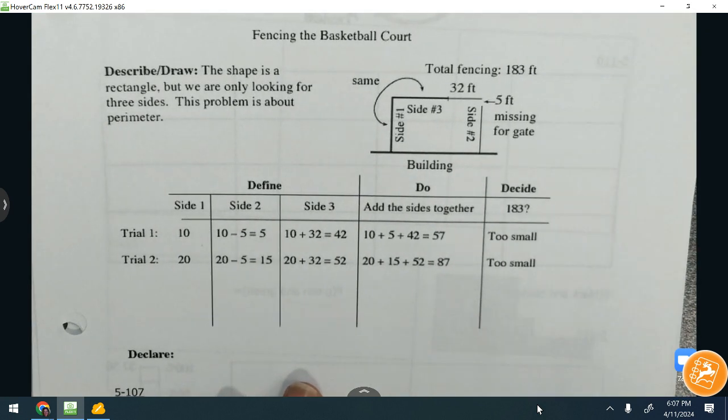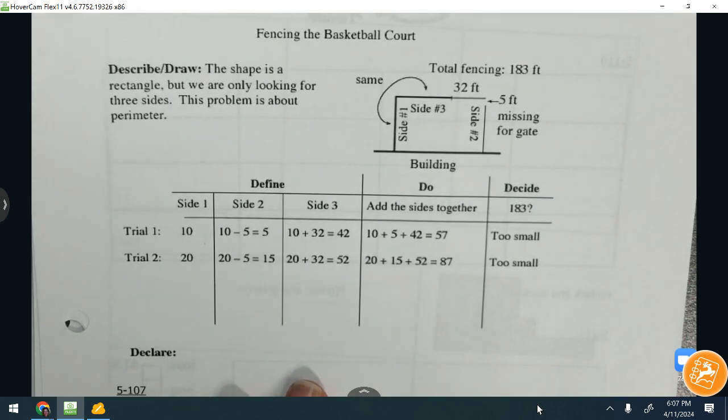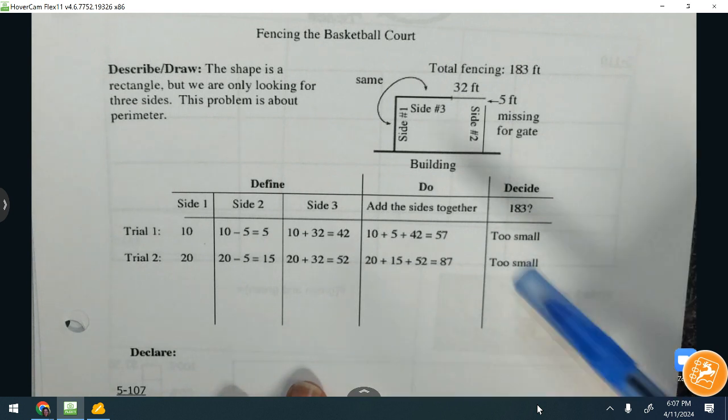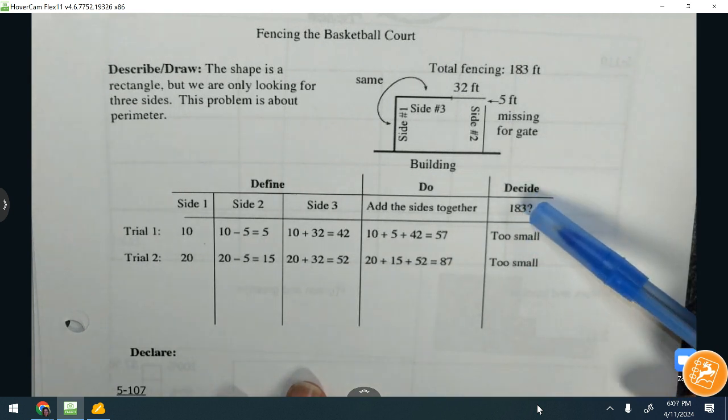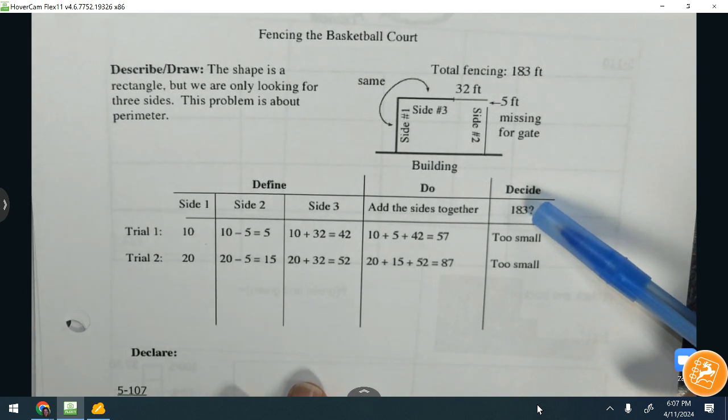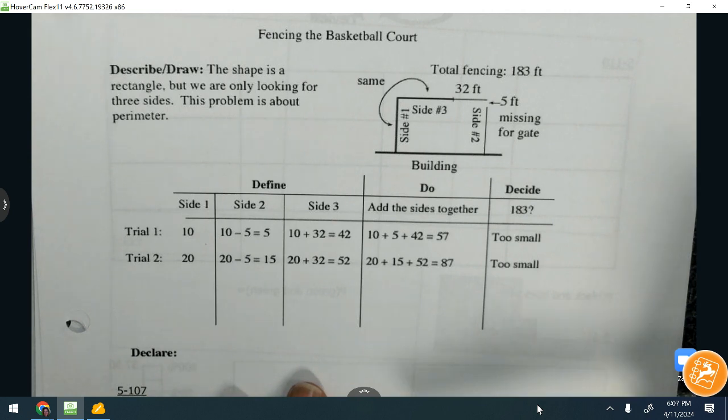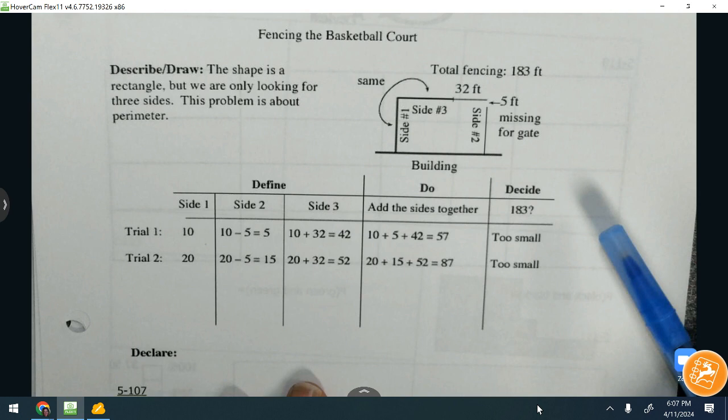You know Mrs. Fox. Mrs. Fox, she is an efficient mathematician. I don't want to work harder than I need to. So by asking ourselves, is it 183? How close is it to 183? Do I need to make a different choice? Do I need to make a small or a big change? That's what that one is about.